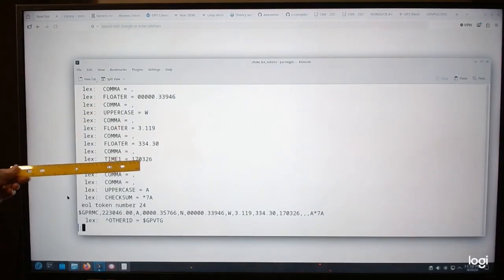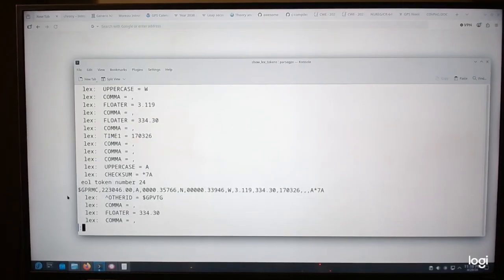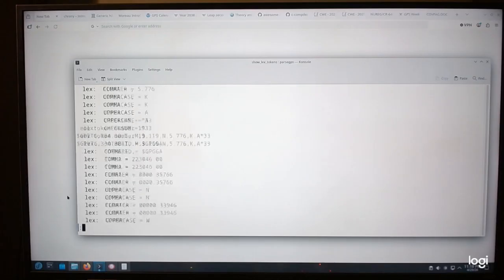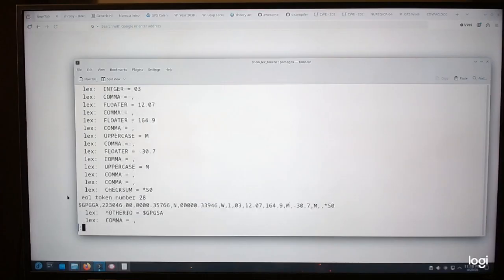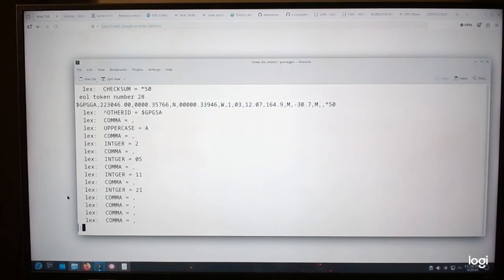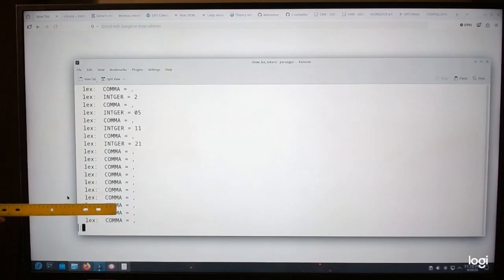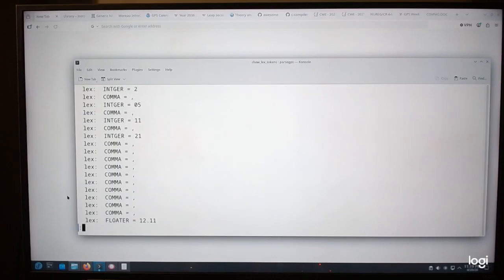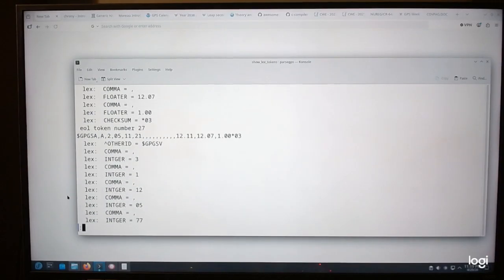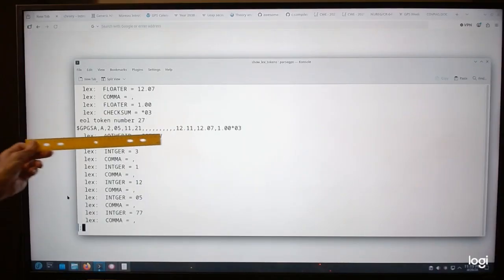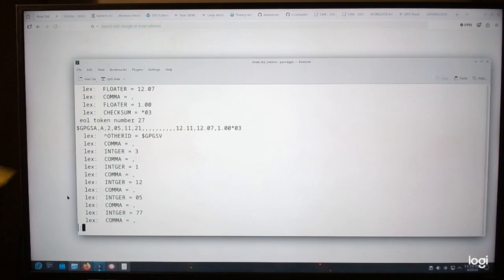strings. See, there's strings, and then they're deciding on what kind of tokens those are. So let me scroll on down here. And all of those sentences are going to be broken down into tokens and strings. See, a comma is a token, a comma is a comma, is what I'm saying right there. And see, there's a bunch of empty fields right there in that sentence.